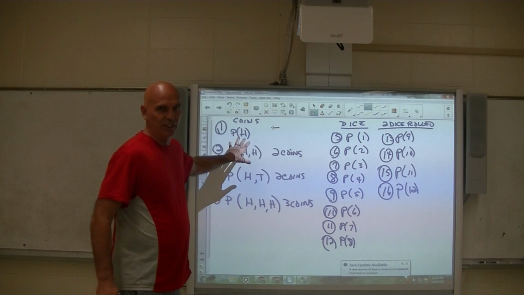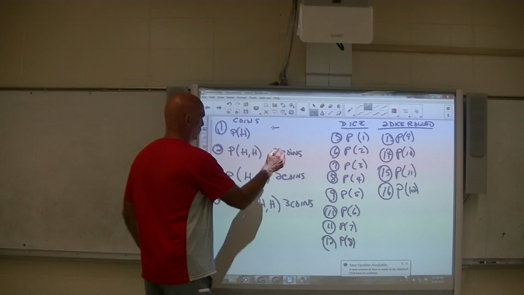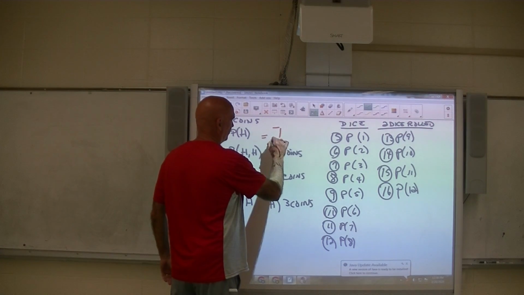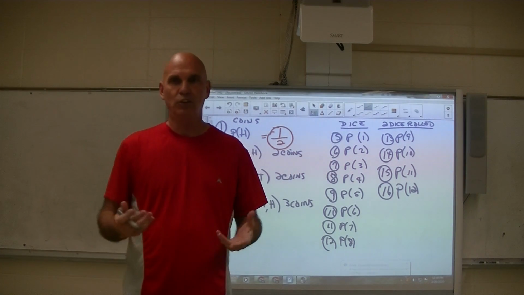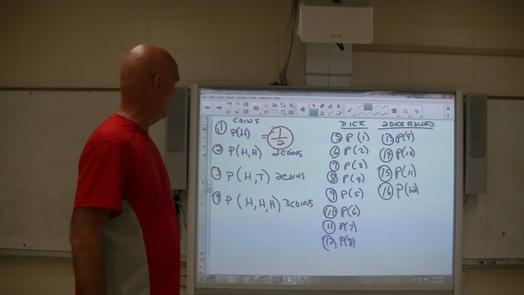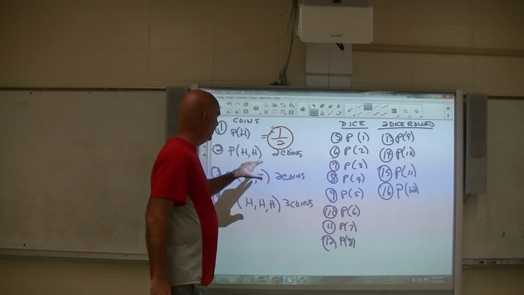The probability of getting heads if you flip a coin should be 1/2. As we talked about, there's one way you can get heads, and there are two things that can happen, so the probability of getting heads is 1/2.